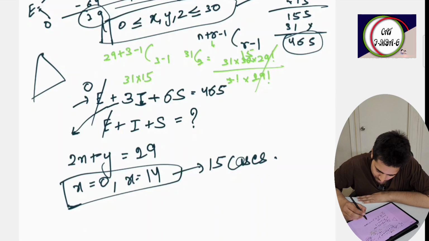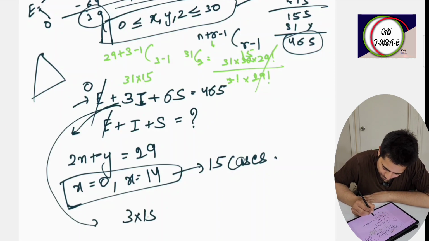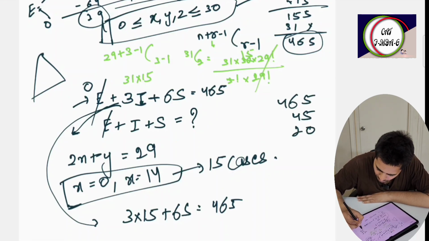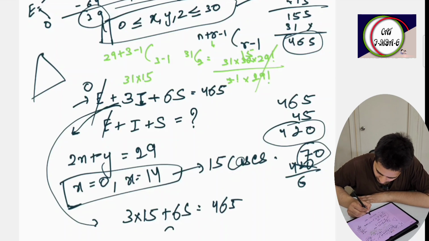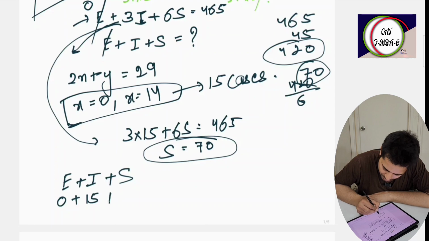So 15 cases we have got. So put here 3 into 15 plus 6S is equal to 465. So 3 into 15 is 45, 465 minus 45 is 420, 420 by 6 is 70. So S is equal to 70. So the total number of triangles is E plus I plus S. E is equal to 0, I is equal to 15, S is equal to 70. This is 85.